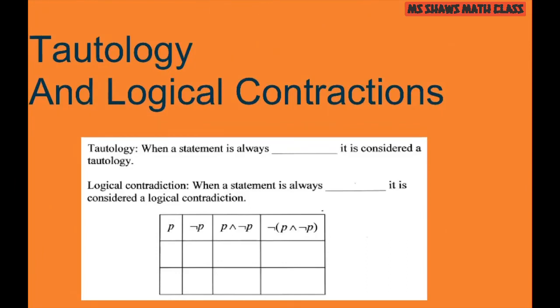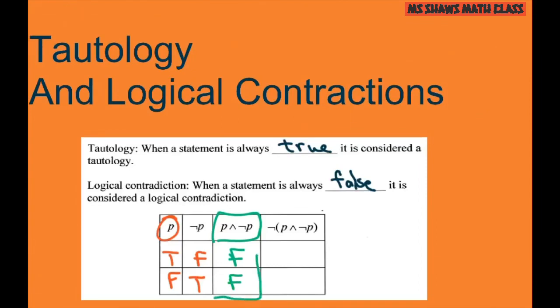So tautology is when a statement is always true, and a logical contradiction is when it's always false. For example, if we have, let's just do true, false. We have one proposition, so not P would be false, true. And if we do our conjunction, true and false is always false, and false and true is always false.